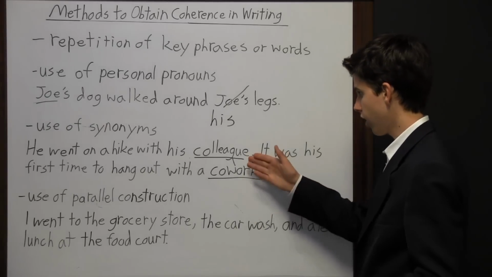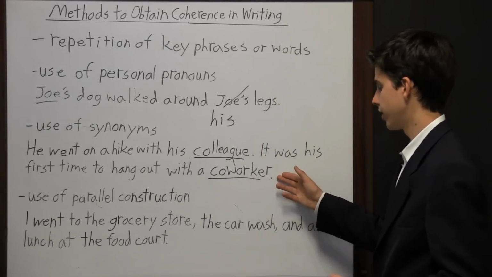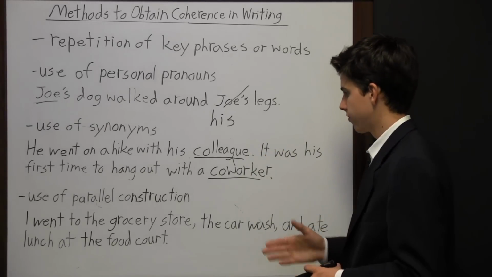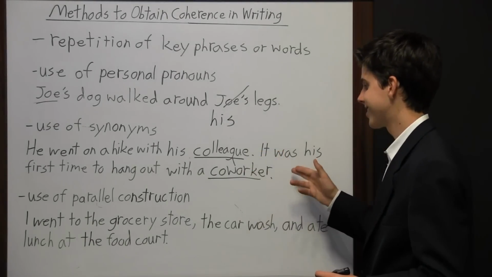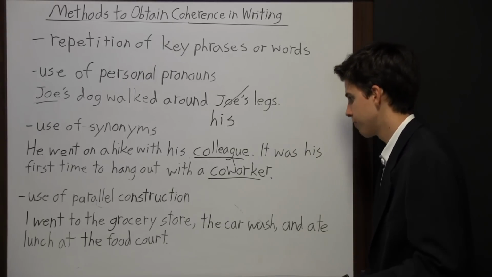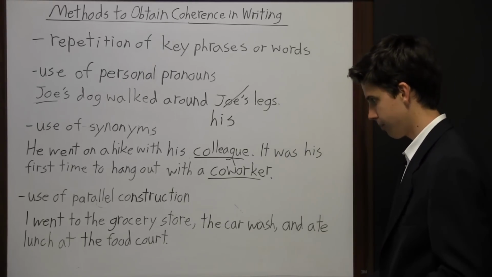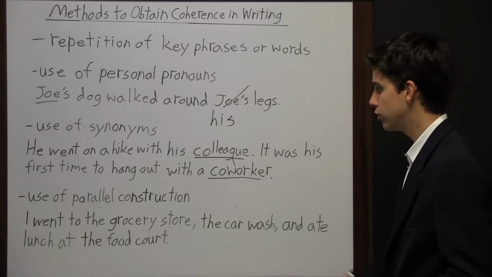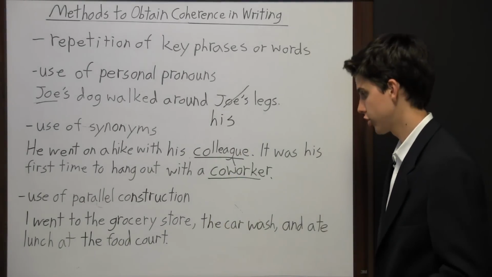And so if you did not know what colleague meant, you probably know what coworker means. And so you can just figure out what colleague means by saying that it's a synonym with coworker. And so again, this increases comprehension, which helps for consistency. Now, the fourth method is the use of parallel construction.